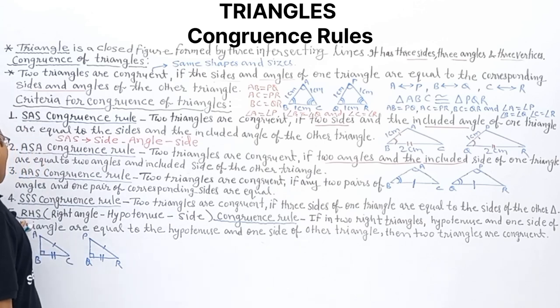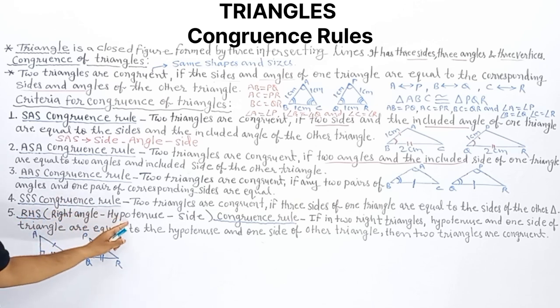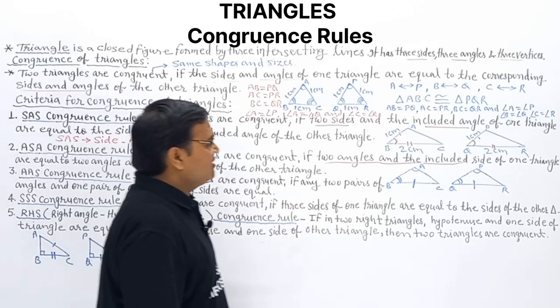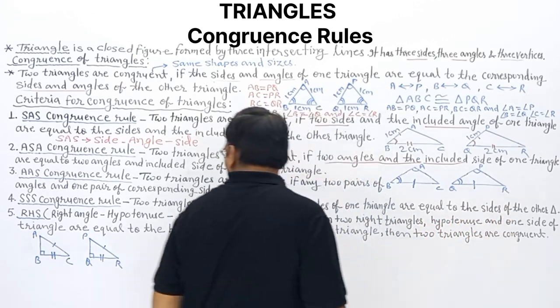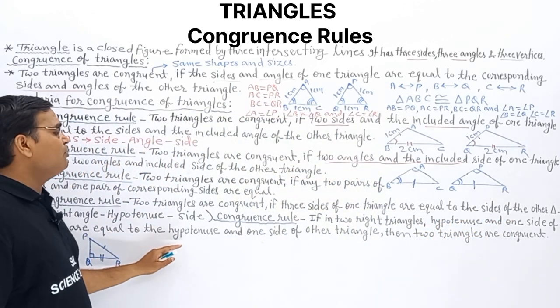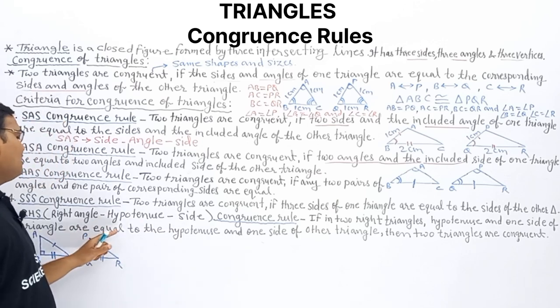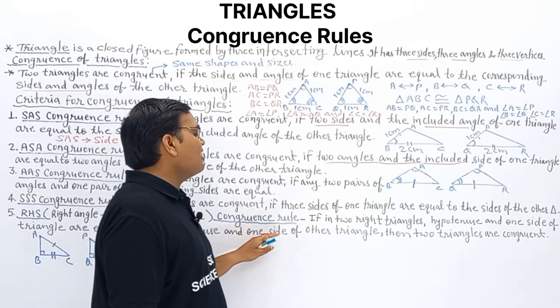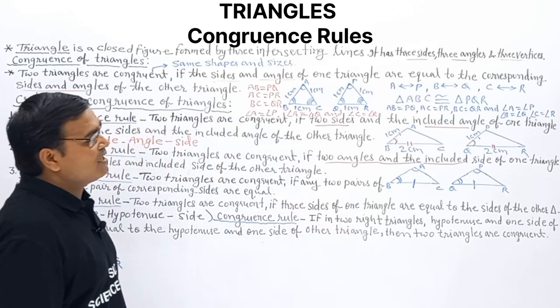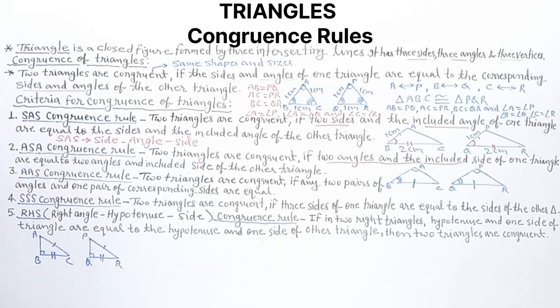Now finally the RHS congruence rule. What? RHS congruence rule. R means right angle, H means hypotenuse, and S means side. Right angle, hypotenuse, side congruence rule. If in two right triangles, the hypotenuse and one side of one triangle are equal to the hypotenuse and one side of the other triangle, then the two triangles are congruent.